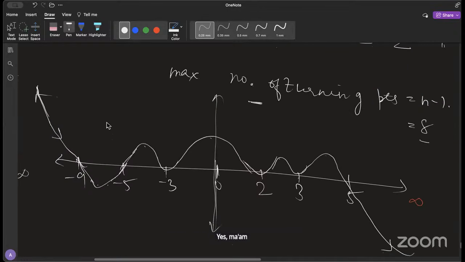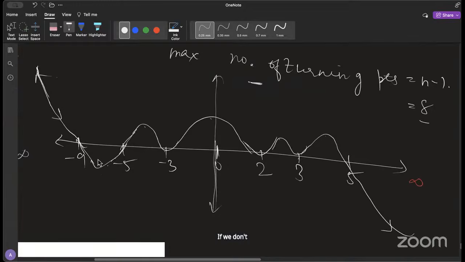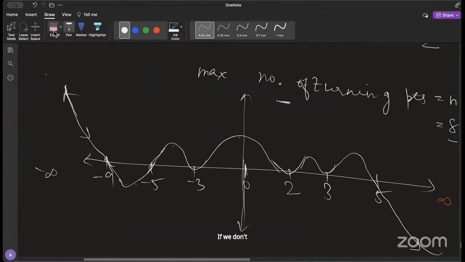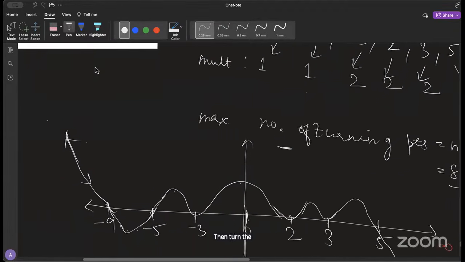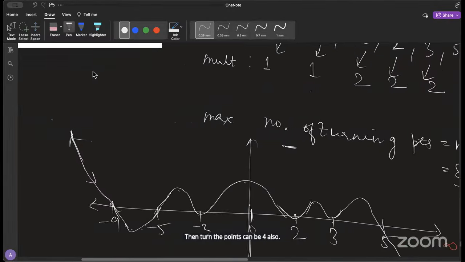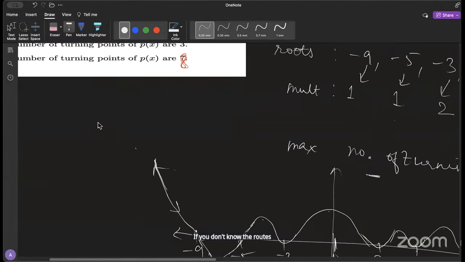If we don't know the roots exactly, turning points can be 4 also. If you don't know the roots, any polynomial with degree n can have, let's say you have degree 9. The only thing that's given to you is the degree of p(x) is 9. Then your number of turning points can be 4. That's correct. Okay, ma'am.